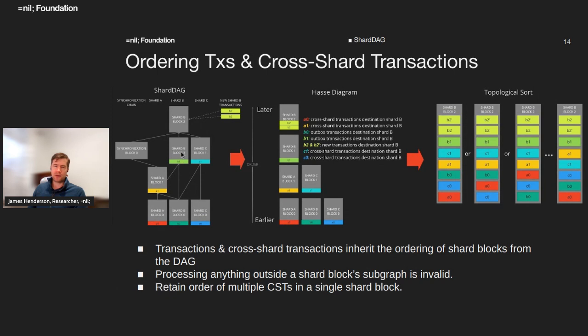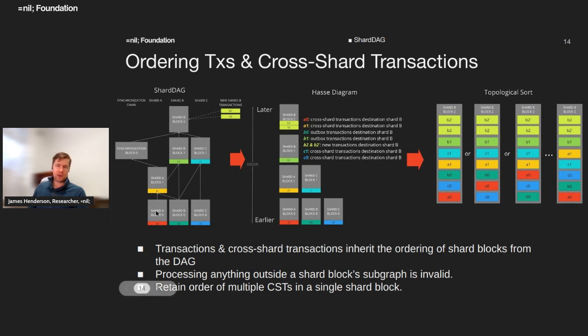A couple of points to note. Let's say that there is something that exists outside this subgraph. So let's say shard A has actually produced a block at the top on the left, and it has some cross-shard transaction that has a destination in shard B. Well, shard B can't actually include that in its block because there's no way to define the ordering relative to everything else. If shard B did want to process those cross-shard transactions in a block that isn't in its DAG, it would have to create its block with a hash to that other block that's not included in the diagram. Then it would fall into the DAG and it could be ordered relative to everything else. So processing anything outside the block subgraph is invalid.